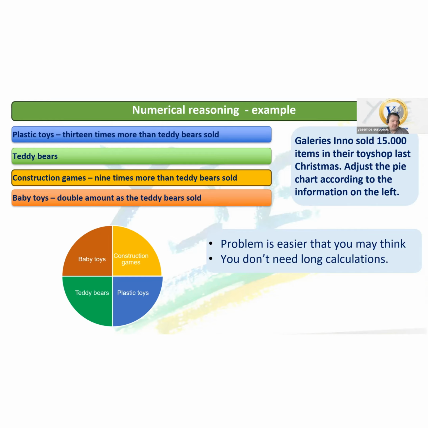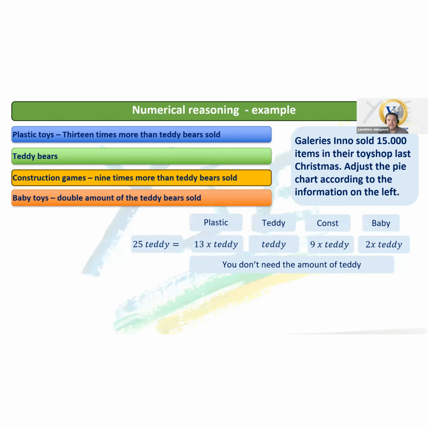So let me show you this example. We translate the conditions on top into numbers, into figures. What we know is that the plastic toys are 13 times the teddy bears. So 13 multiplied by teddy. This is just for the sake of visibility, but in reality, you just write 13 and a T for teddy bear. That's it. You don't need more. 13T.